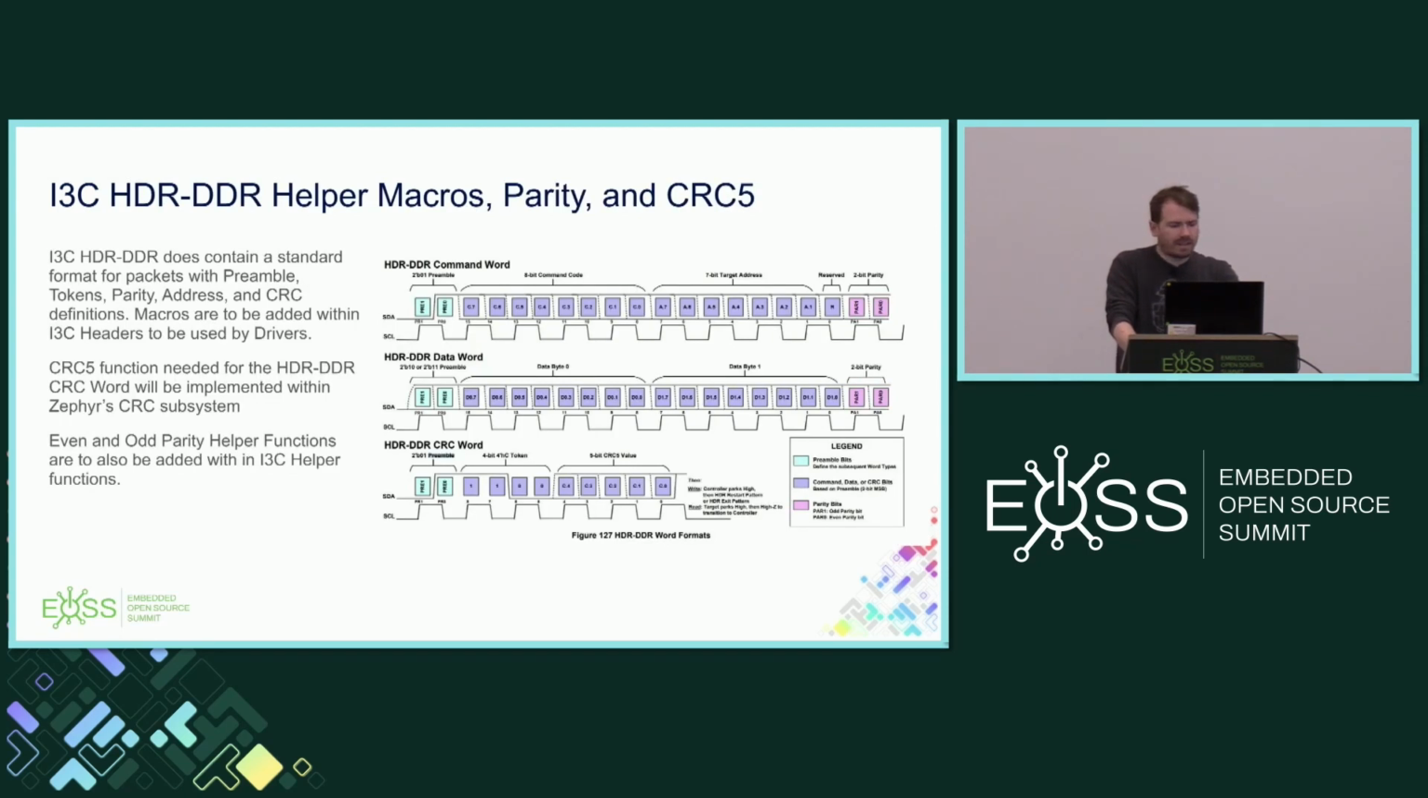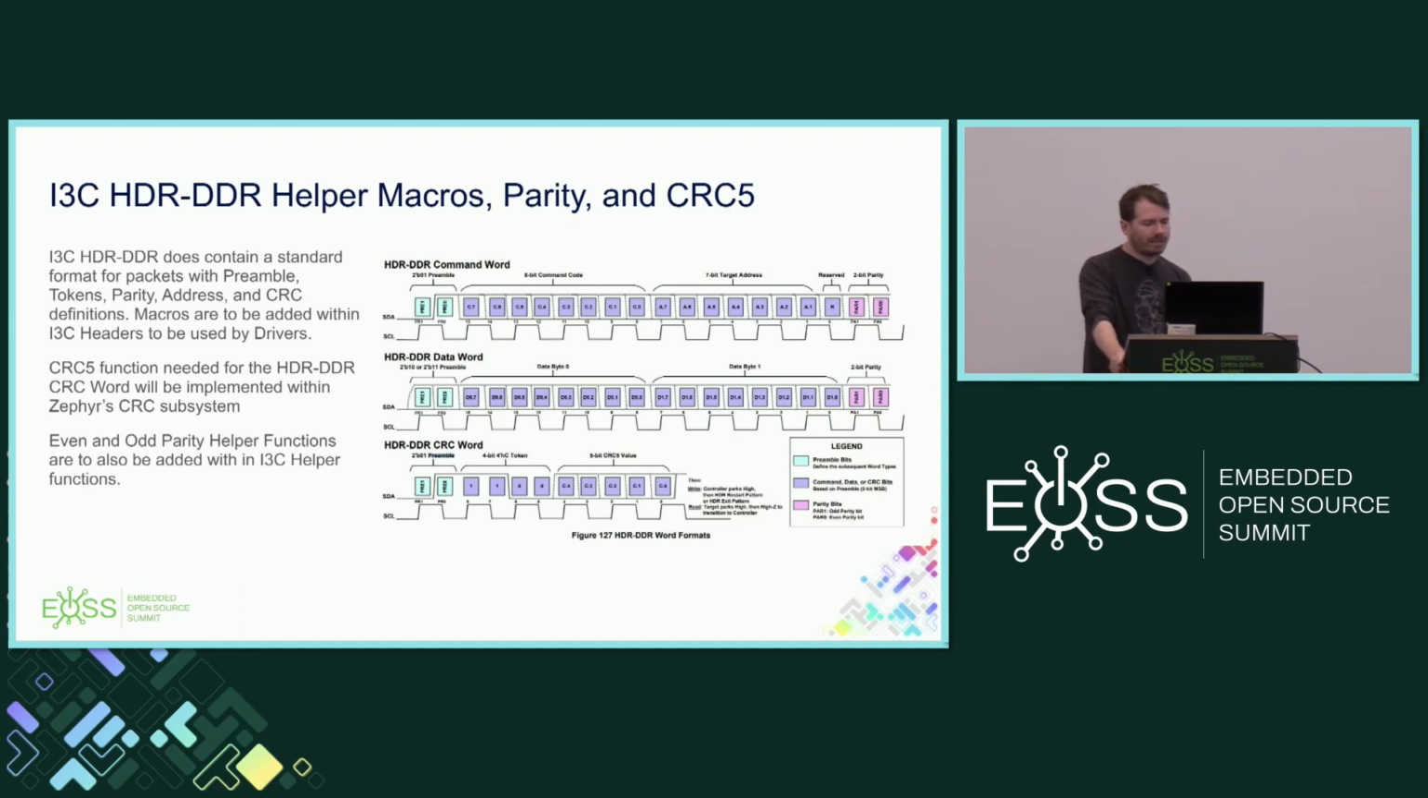There's also high data rate modes that aren't quite fully supported yet. Double data rate is probably the most common high data rate mode that you'll see. This has a standard format that contains a preamble, a parity, addresses, and even a CRC that's defined in a certain way. So there could be, there are to-be macros in the future to help assist with this, to get the commonality between all devices.